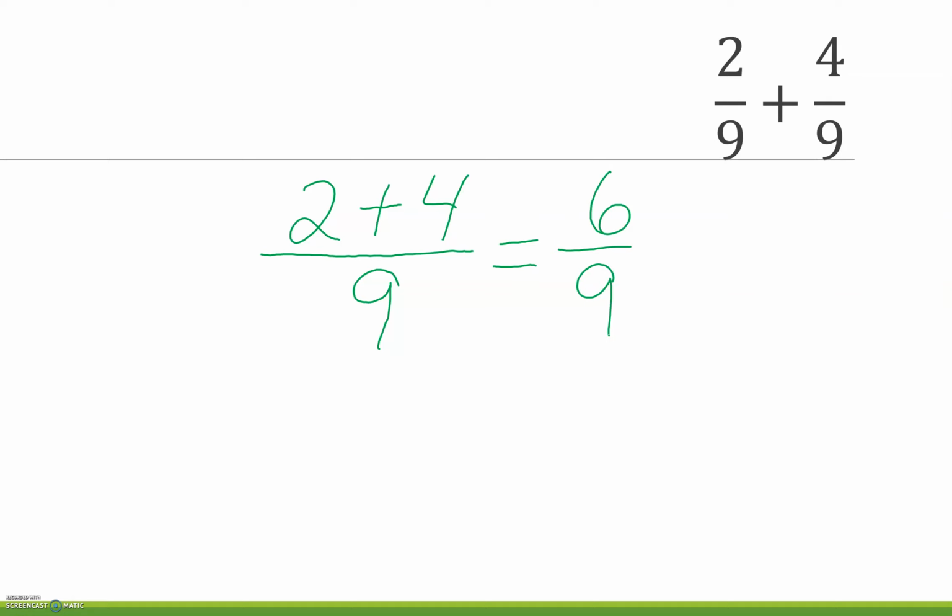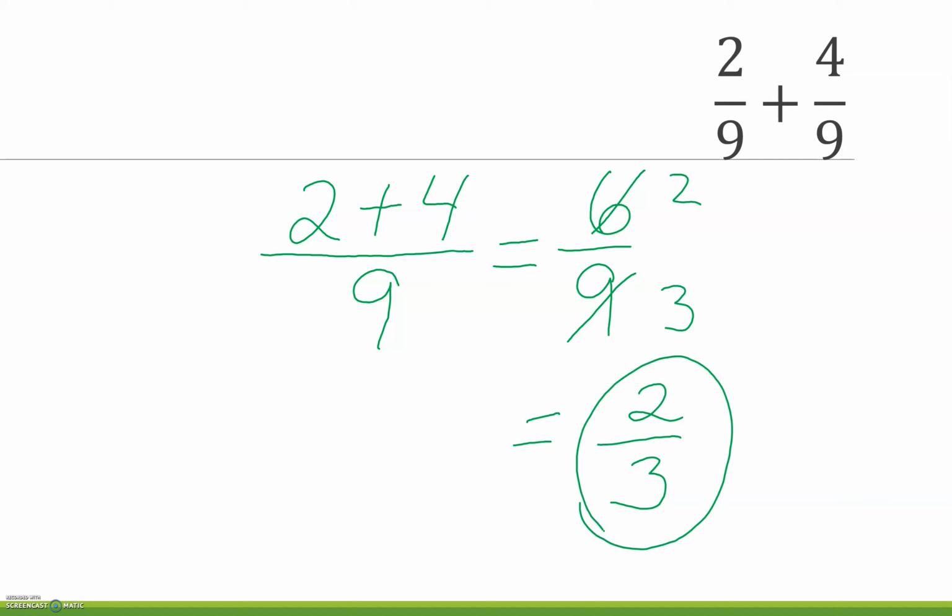And then we finally want to see if we can simplify, if there's anything in common to both the numerator and denominator. And in this case, 6 and 9 are both divisible by 3. 3 goes into 6 2 times, and 3 goes into 9 3 times. So we end up with the fraction 2 over 3. So 2/3 would be our answer in simplest form.